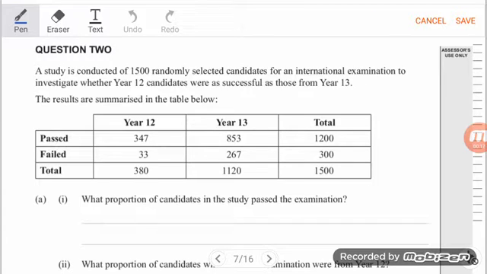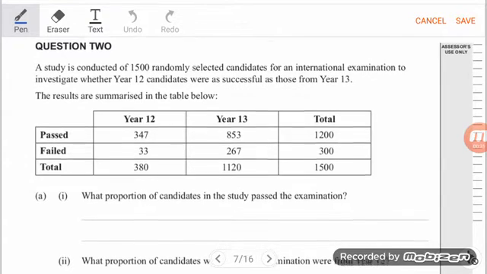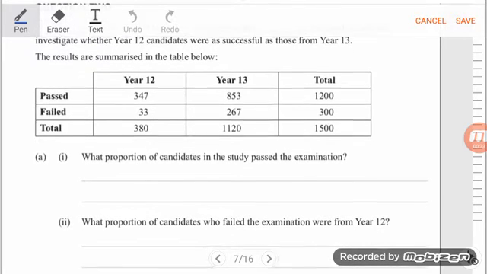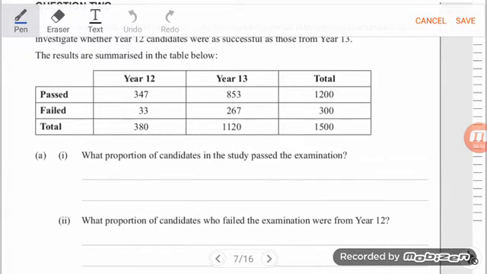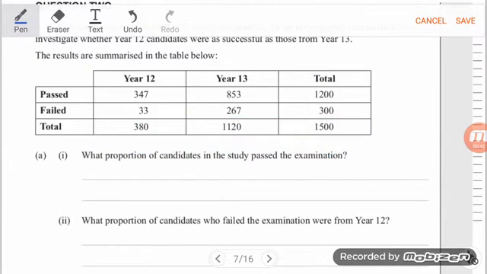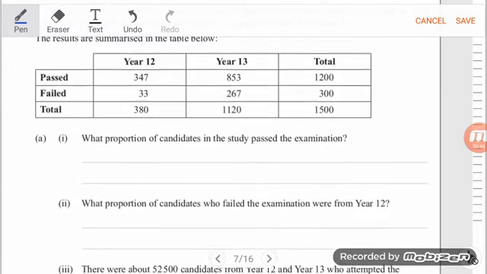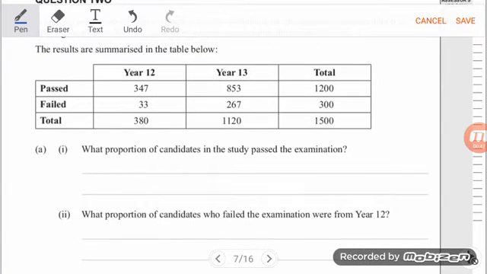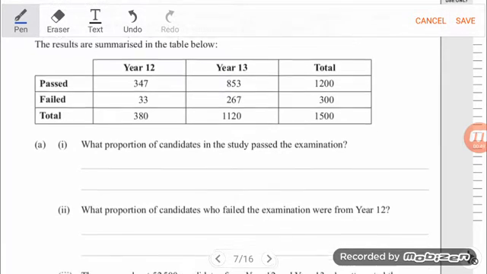A study is conducted of 1,500 randomly selected candidates for an international examination to investigate whether year 12 candidates were as successful as those from year 13. The results are summarised in the table below. Now, this is a contingency table. They've conveniently already given you the totals of each row and column, which is very handy. If they don't give it to you, then you should try and put the totals in yourself.